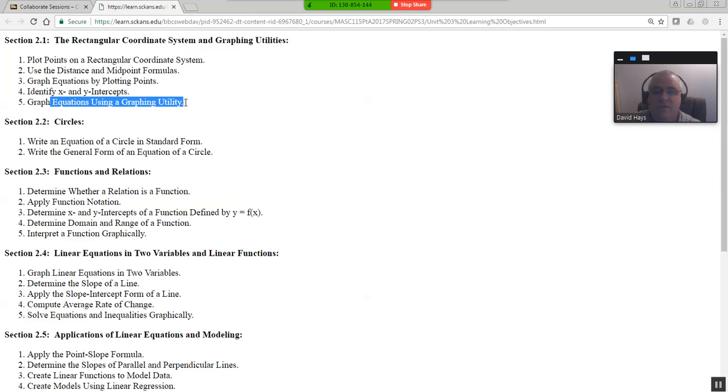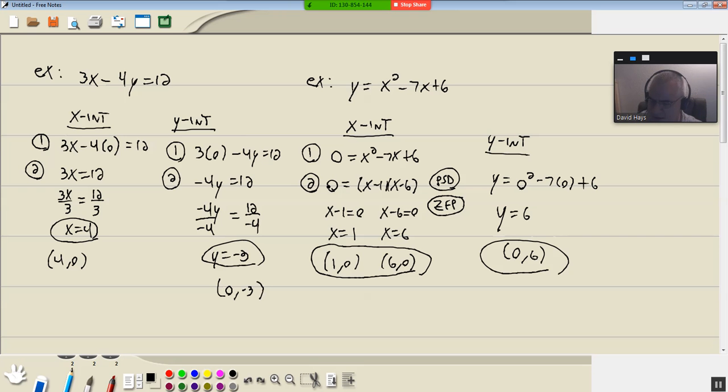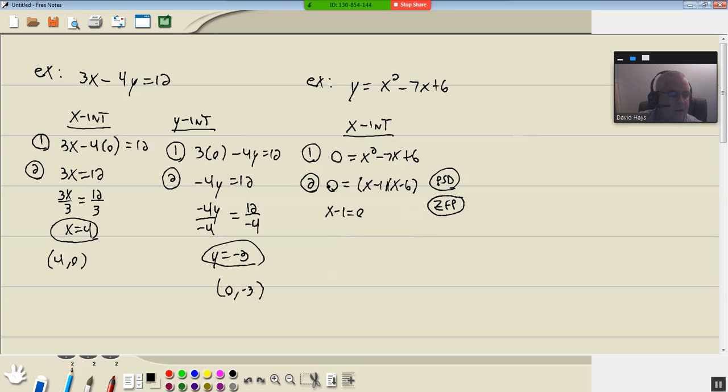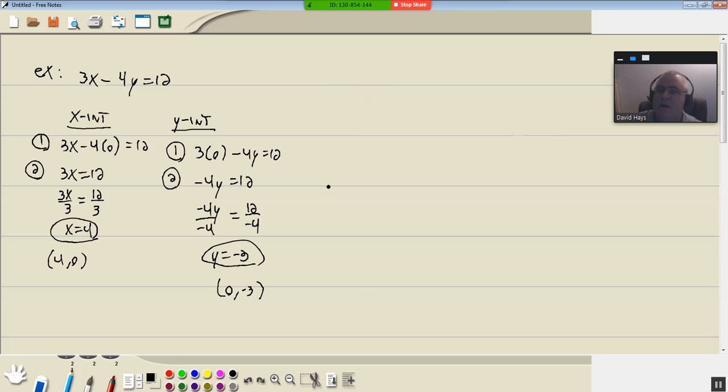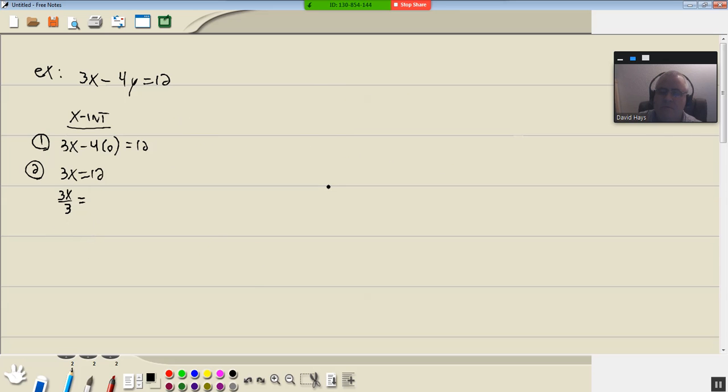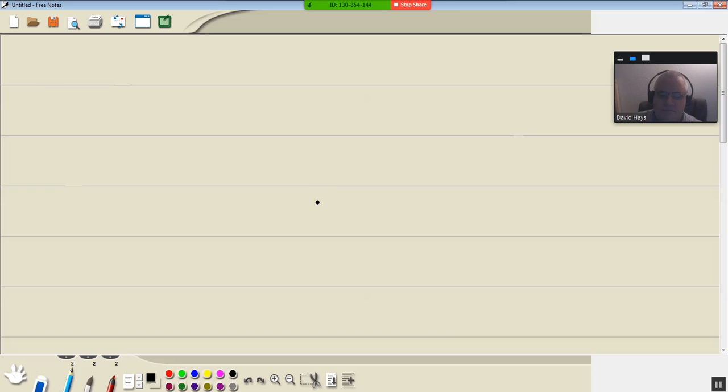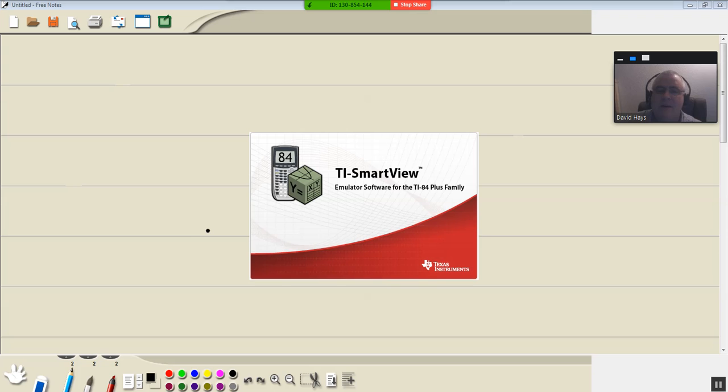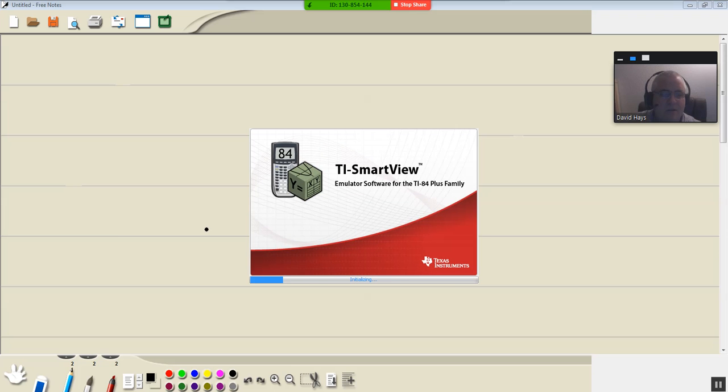Now graphing equations using a graphing utility, and we'll focus on the TI-83 and TI-84. I won't show you all the different pieces. You can watch a YouTube video and see that, but I'll show you some of them. Let me clear this off. And if I'm not writing buttons down, you might actually have time to show them all, all the ones you'd particularly need for this class, that is.